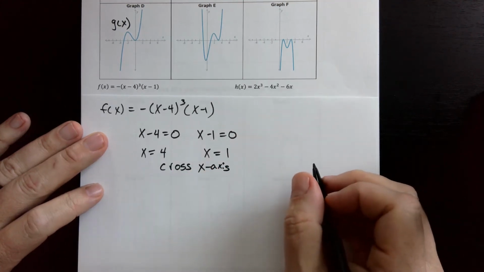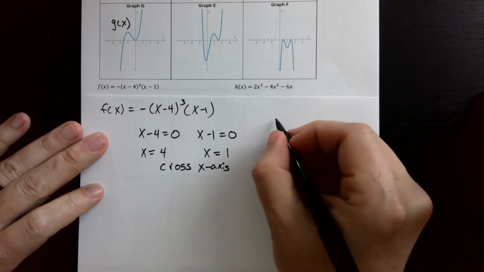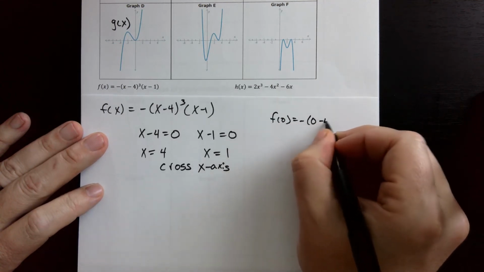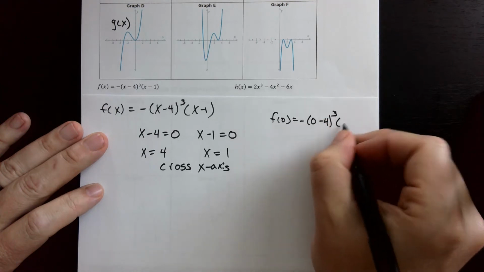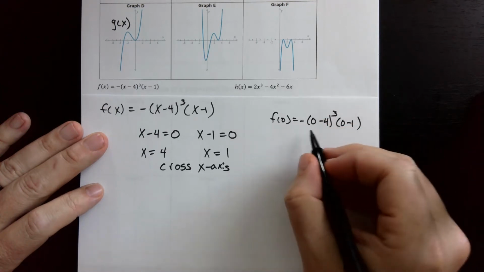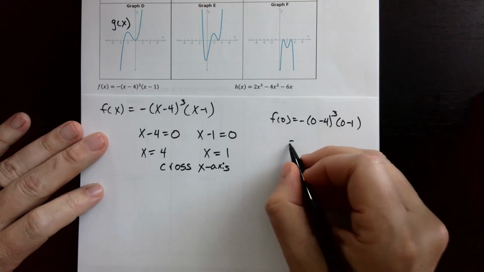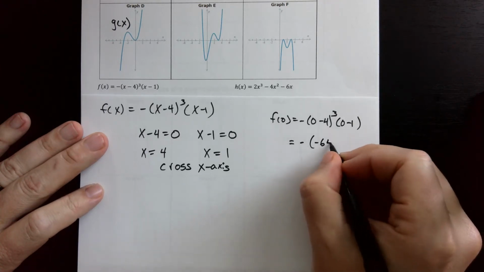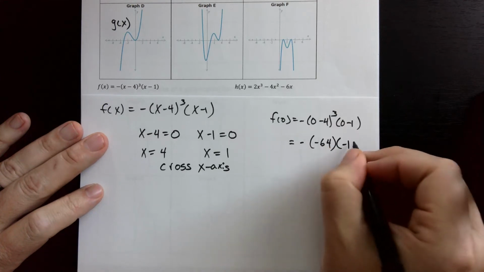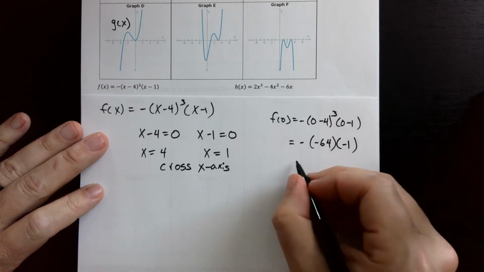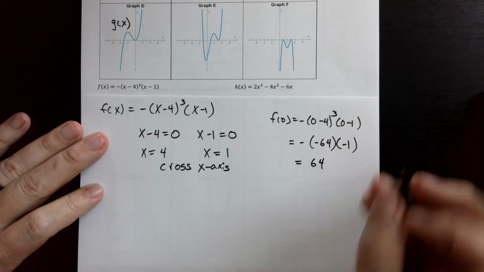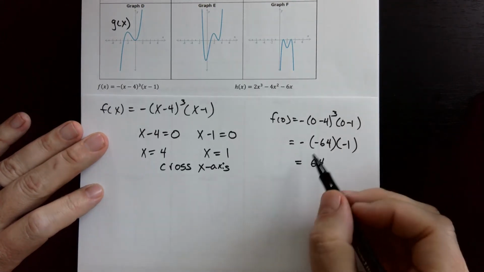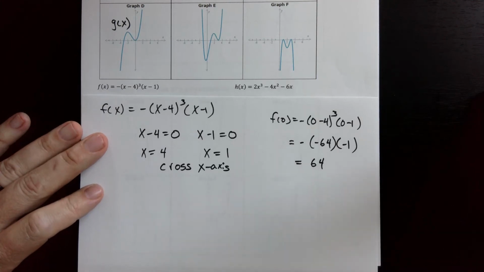Okay, the y-intercept we plug in as 0, so f of 0 is equal to negative times 0 minus 4 cubed times 0 minus 1. So negative, and then negative 4 cubed is negative 64, times negative 1. So we have negative, negative, negative. So our answer is 64. So we're going to cross the y-axis at 64. Now, probably on the last problem, this wasn't very useful, but it might be useful sometimes.